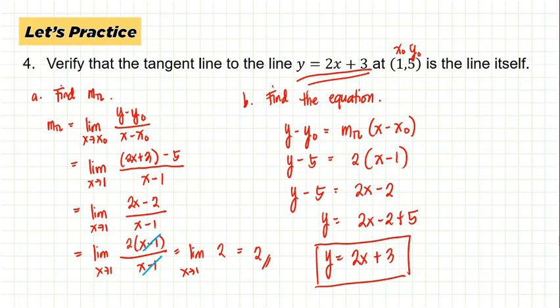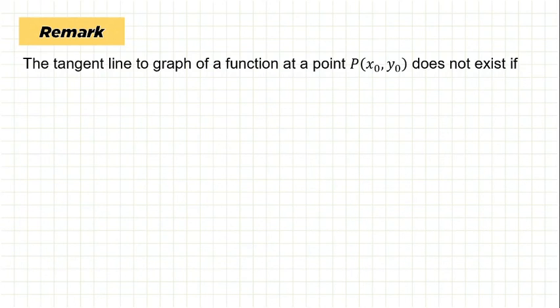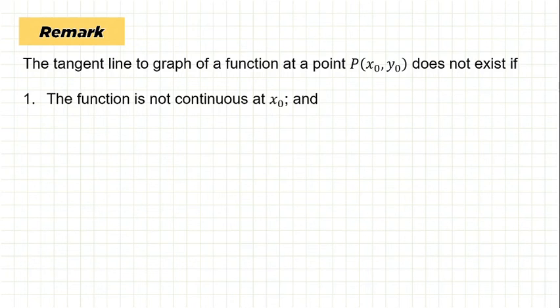Now, when can we say that the tangent line of a certain function at a given point does not exist? So we have this remark. These are the reasons why wala tayong tangent line na makukuha. First, the function is not continuous at x sub o. So at the given point, discontinuous yung ating function because from the definition itself, dapat yung function natin ay continuous. Okay? So if walang point, wala kang makikitang tangent line kasi wala kang point of tangency na makukuha.